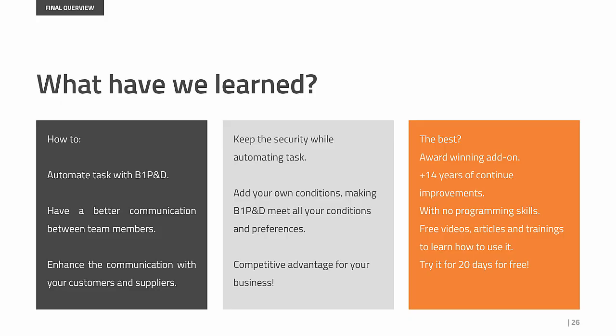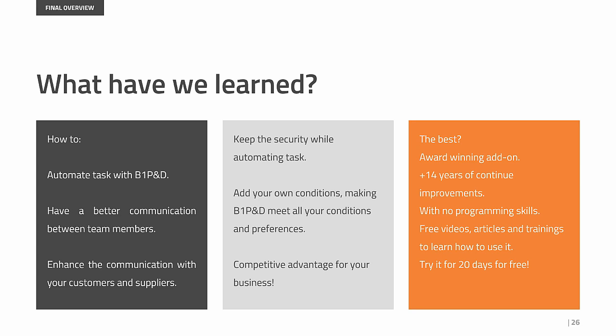What have we learned today? We learned how to automate tasks with SAP Business One and B1 Print and Delivery. How we can have better communication, not only between the team members, but also with our customers and suppliers. That we can automate tasks without losing security. And creating our own conditions, making B1 Print and Delivery meet all your preferences. This is a competitive advantage for your business.